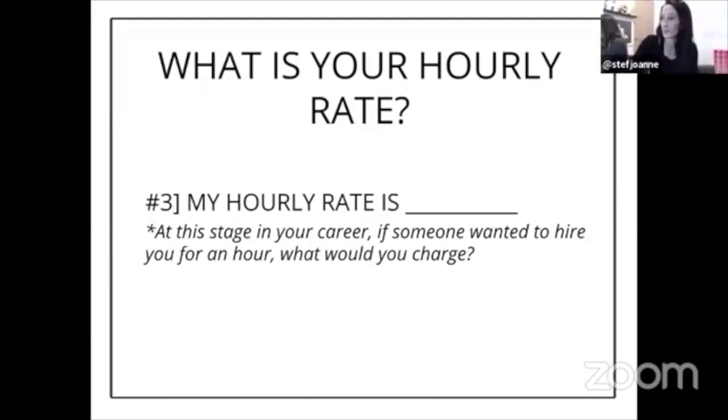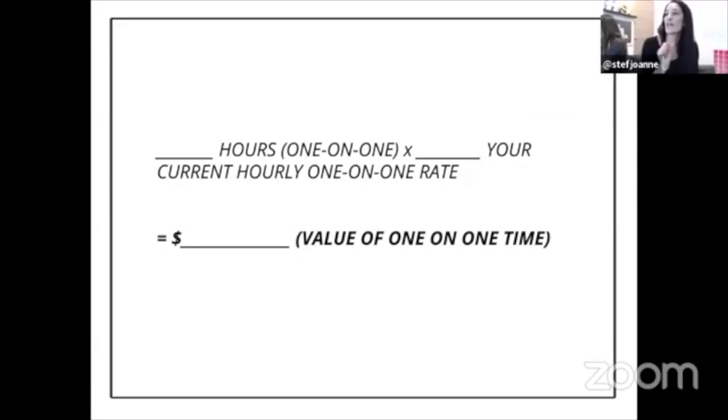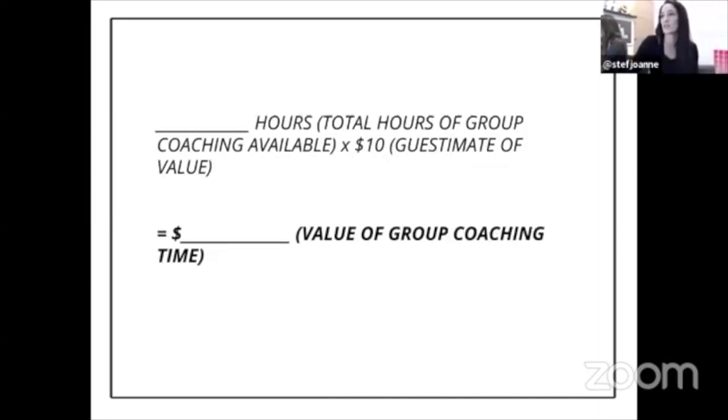Jot that down. Now, I want you to add up the total number of one-on-one hours that you've put into this program that you've decided, right? So the total hours for the duration of the program, and multiply that by your current hourly rate. So that's the value of your one-on-one time. Again, if there's no one-on-one time, you leave that blank, the value is 0.